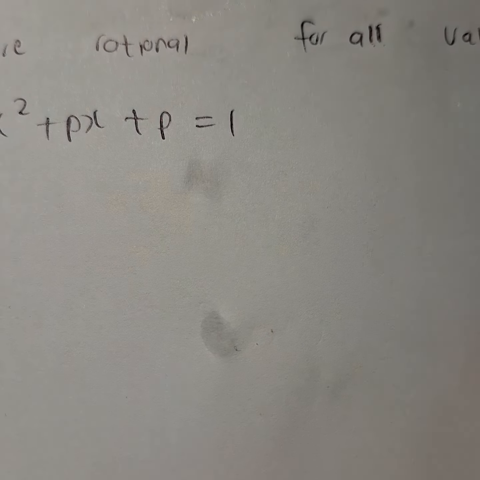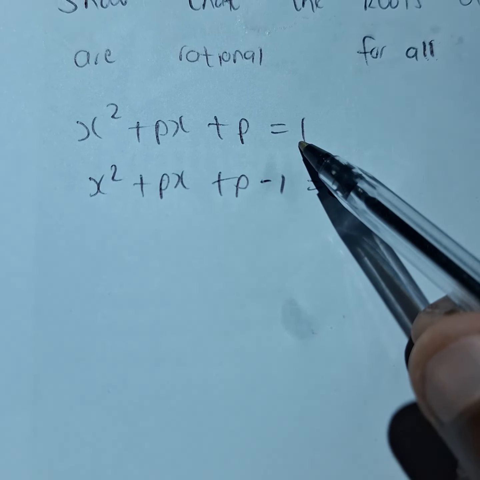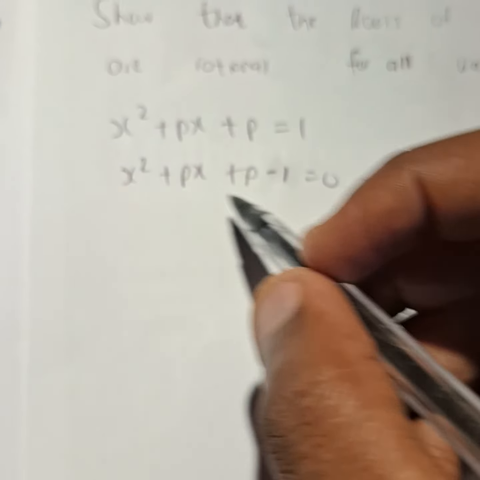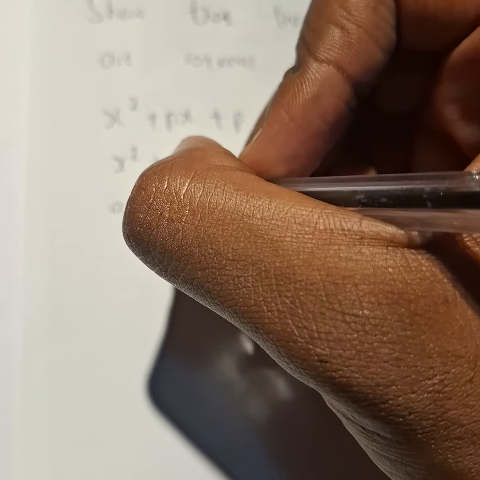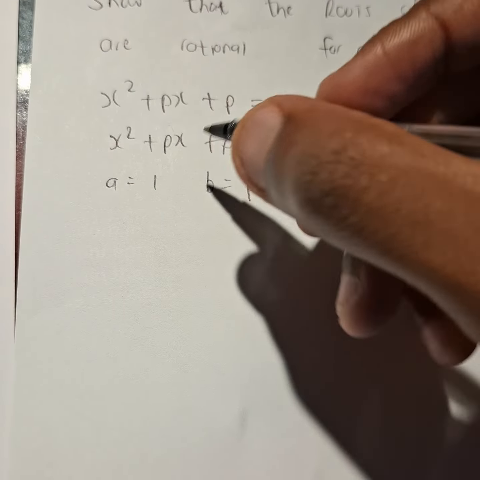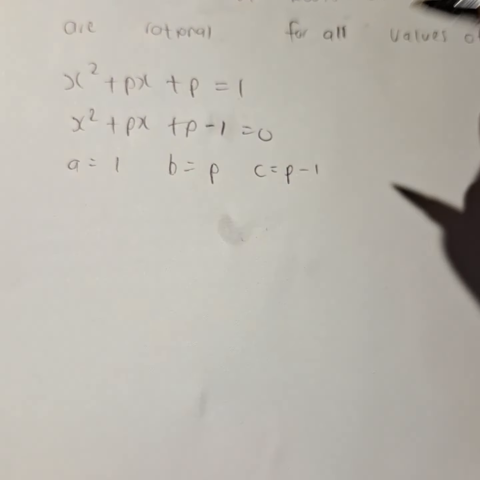The equation is currently not in standard form. Now what we do is we write x squared plus px plus p minus 1. We transpose the positive 1, we get minus 1 on the left hand side. This equation now is officially in standard form. Our a value, which is the coefficient of x squared, is 1. Our b value is p, positive p, and then our c value is p minus 1.